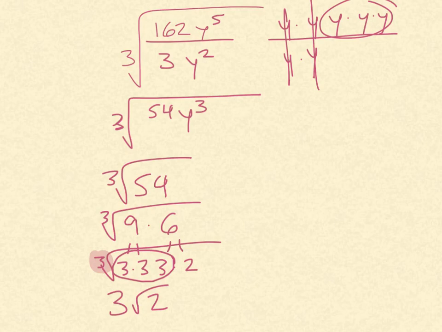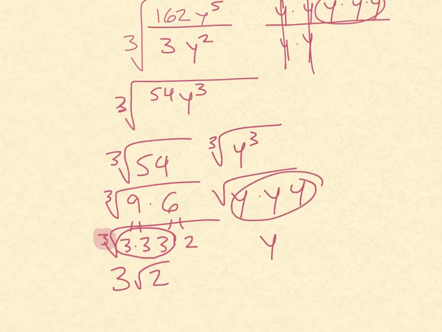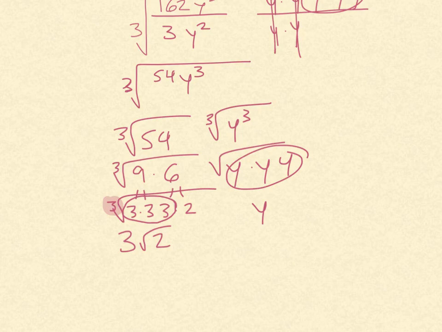So now we have to do the cubed root of y cubed, which would be, we have 3 y's on the inside, we circle all 3 of them, and y comes out. So now we write our numbers on the outside, 3y, and keep the numbers on the inside. So 3y and the cubed root of 2.